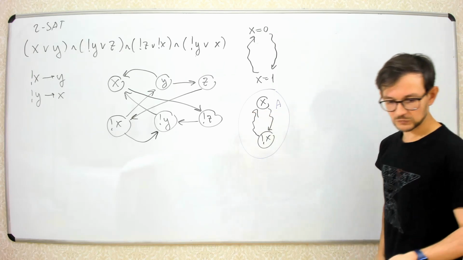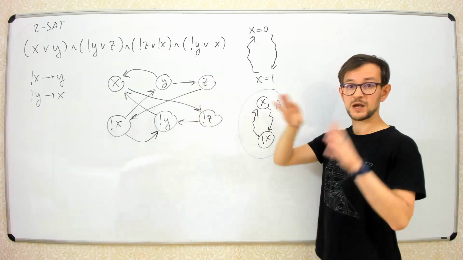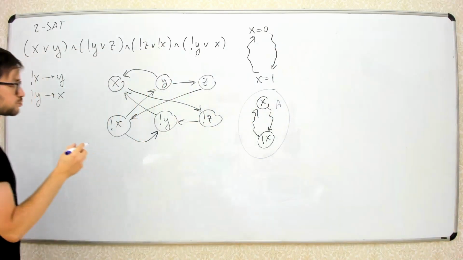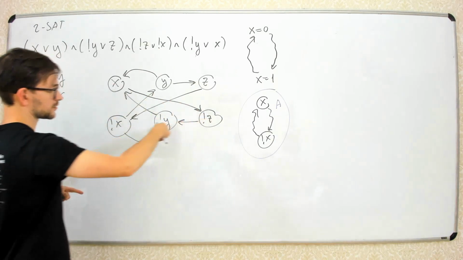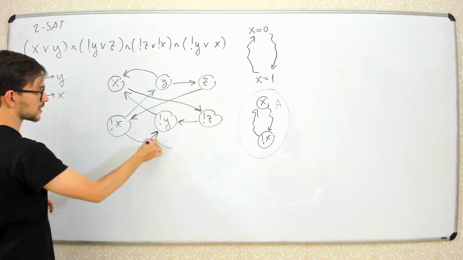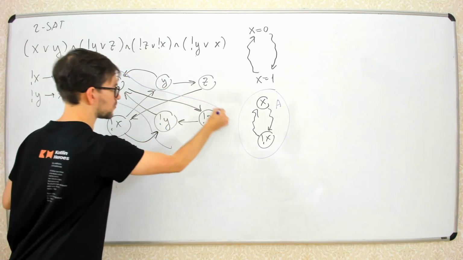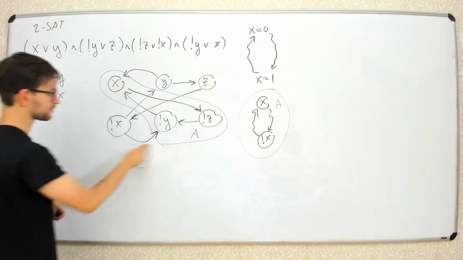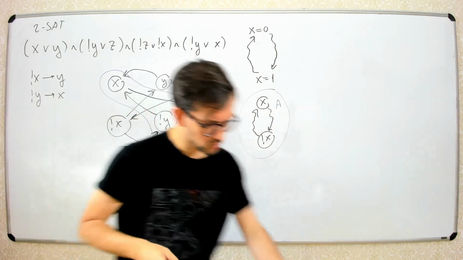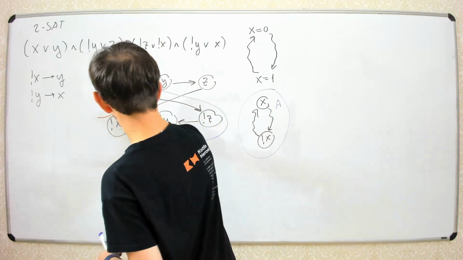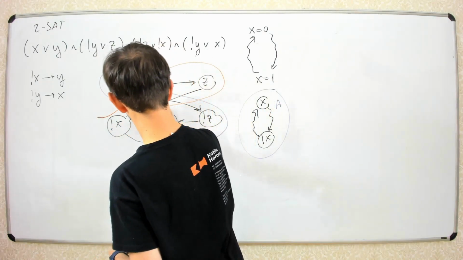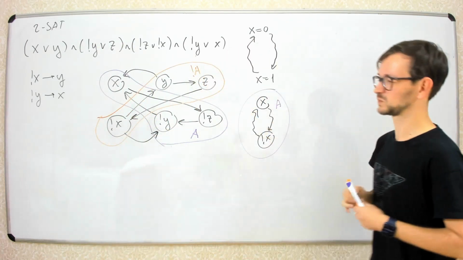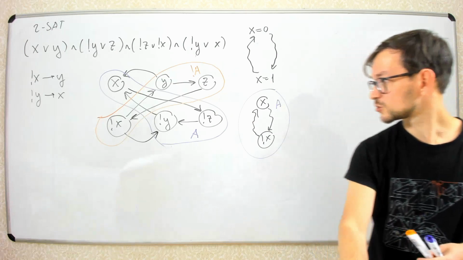Well, let's do it on this graph. So let's take this graph and find strongly connected components. Now, for example, in this graph, you have this cycle, right? This cycle. It is a connected component of these three nodes. Yeah, let's call it A. And you have this cycle. Let's call it not A, because of reasons.